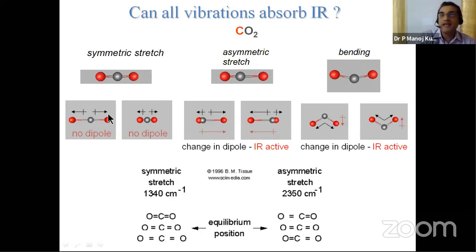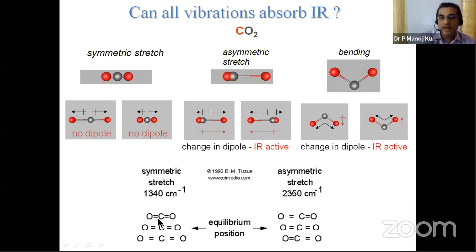We already explained that the basic feature necessary for a bond to absorb IR radiation is that it should have a dipole moment. Here we see a case where the resultant dipole moment is 0. So in symmetrical stretching, the dipole moment is 0, and such a stretching vibration cannot absorb IR radiation. On the other hand, in asymmetrical stretching, on one side the bond length is increasing, on the other side it is decreasing. So in effect there is a dipole moment for this molecule, and it will definitely absorb IR radiation.